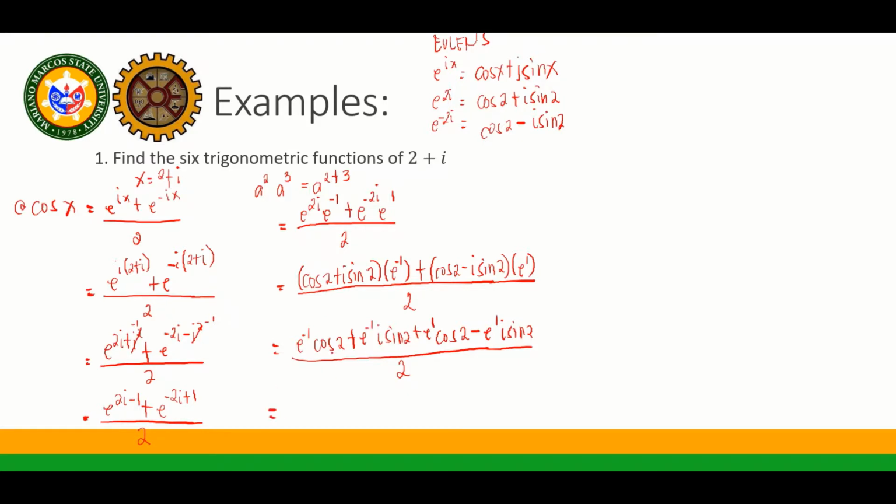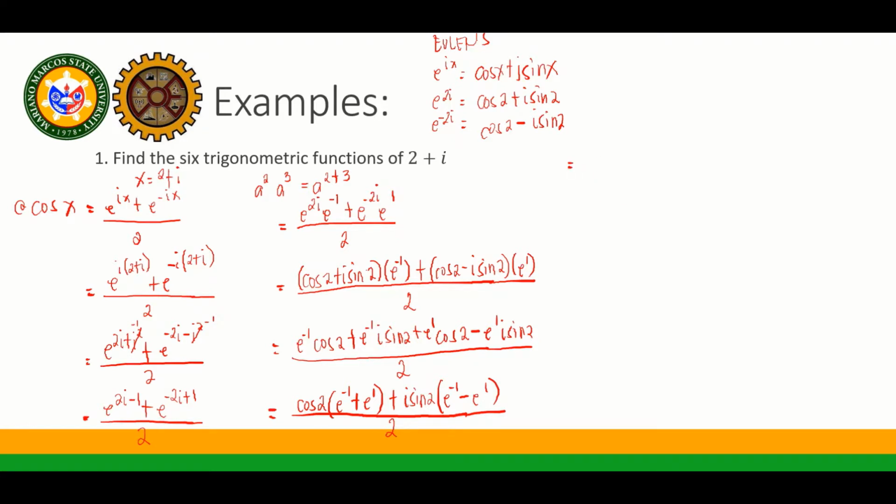So this will be equal to, these go together, e raised to negative 1 cosine 2 and e raised to 1 cosine 2. Since cosine 2 is common to them, that is what we factor out. And then we add what remains. And then plus i sine 2 multiplied by e raised to negative 1 minus e raised to 1, all over 2. Now, let's simplify further.